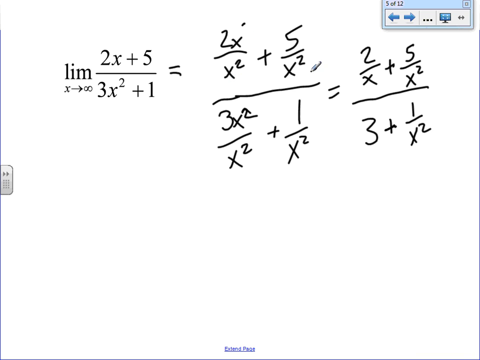So as x gets really, really big, this goes to 0, that goes to 0, this goes to 0. So I end up with 0 plus 0 over 3 plus 0. So I end up with 0 on the top, 3 on the bottom, and that's just 0. Okay?